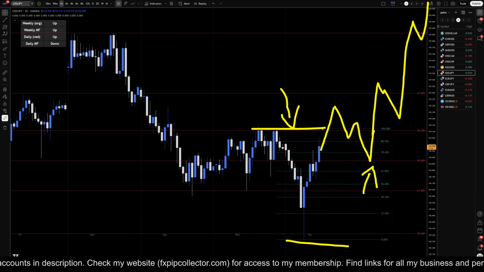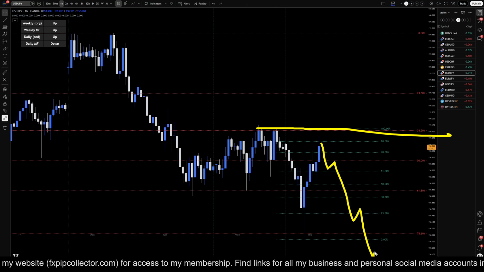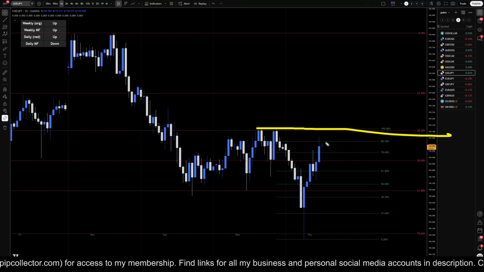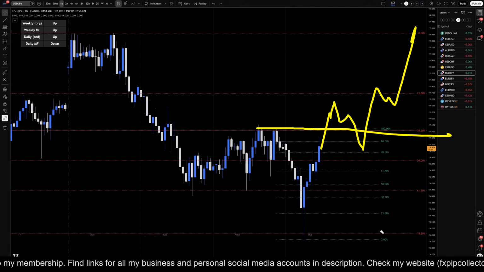So we'll see. It doesn't necessarily have to break structure. I mean, it could make another lower high. It could just keep on going down. But I think because of the dollar analysis that it is going to break, and then I'm hoping to see a nice pullback and a nice long entry after the break of structure.